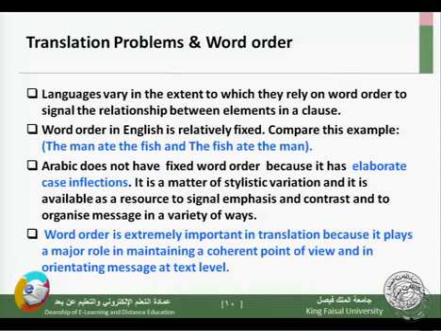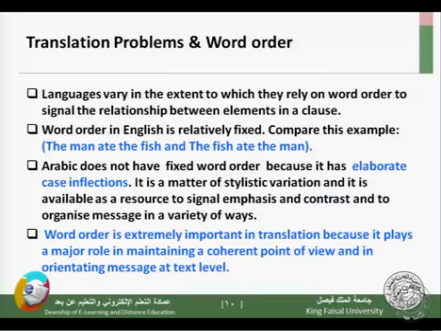Why? Because it has elaborate case inflections. It is a matter of stylistic variation. It is available as a resource to signal emphasis and contrast and to organize message in a variety of ways. In Arabic, because of the inflectional system we have, فعل, فاعل, يفعل, متفاعل, all these are inflections. You need يضرب, ضرب, يضربنا. All these are inflections. You can manipulate the word order. ضرب الولد الحجر.